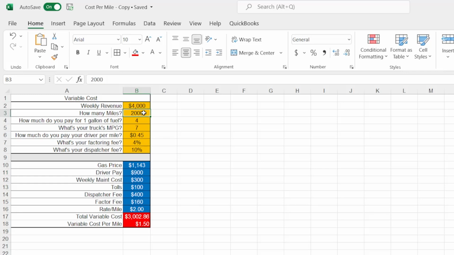The cool thing about this formula is that you can change the number of miles. So if you want to say you're going to drive 1,800 miles, you can change it and the numbers automatically change. If you want to be ambitious and drive 2,500 miles per week, the numbers will automatically change.